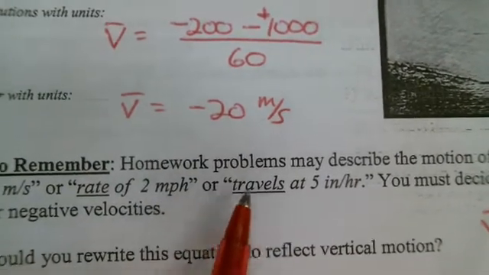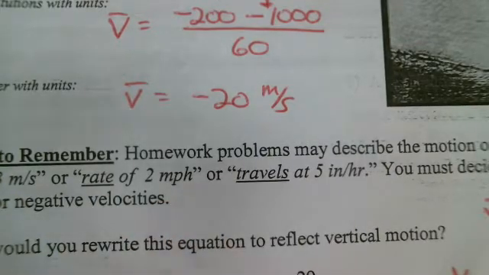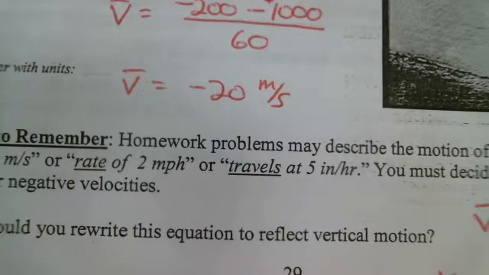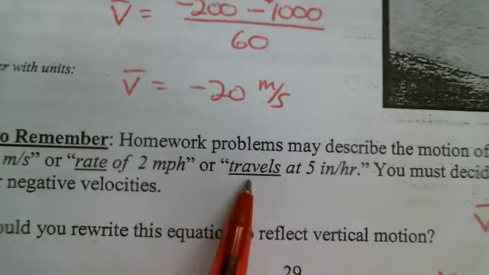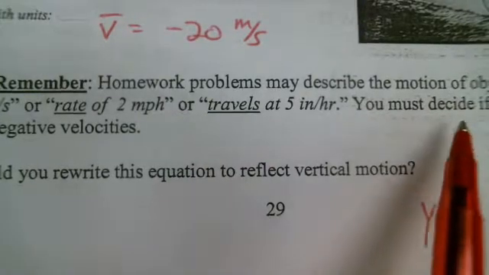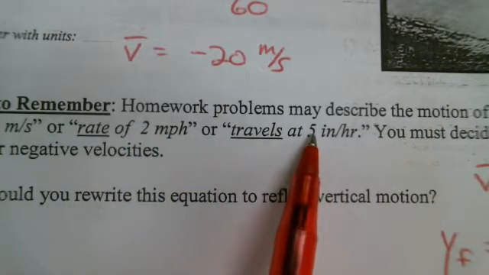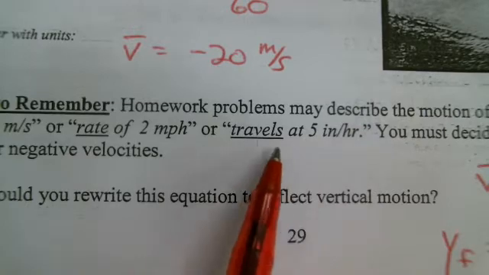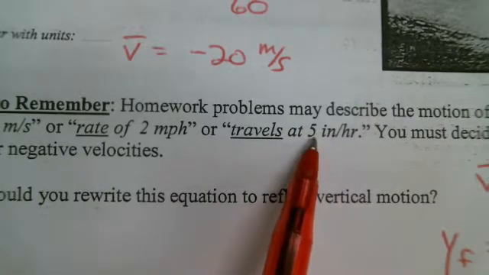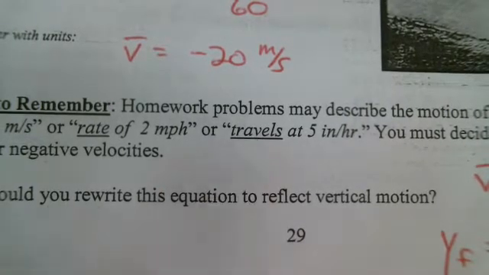Last note here. Homework problems may describe the motion of objects as a speed of 23 meters per second, or moving at a rate of 2 miles per hour, or something is traveling at 5 inches per hour. These are not using the word velocity. They're using other terms. And so we don't know if these numbers should be positive or negative. You have to decide by the context of the question whether to put this as a positive or a negative 2 miles per hour, a positive or a negative 5 inches per hour. If the story problem says it has a velocity of 5 inches per hour, then the positive 5 would be implied there. Any other word besides velocity, you have to decide yourself by the context.